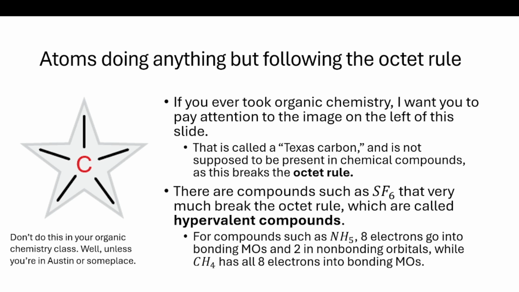And going on about molecular orbital theory, what's going to happen is if we look at hypervalent compounds for our second period elements, such as nitrogen and carbon, if we look at methane, CH4, all those 8 electrons will go into bonding molecular orbitals, which will make the molecule more stable. But for something like NH5, 8 of those electrons will go into bonding molecular orbitals and 2 in non-bonding orbitals, which actually makes it a bit weaker compared to something like methane.